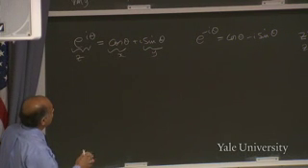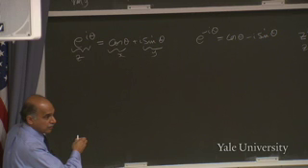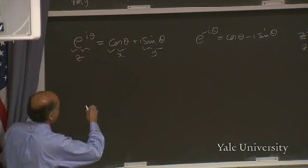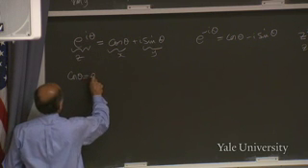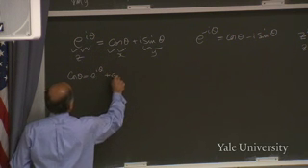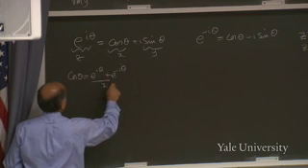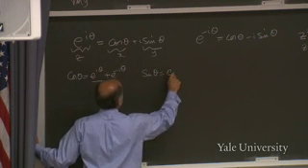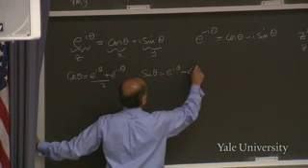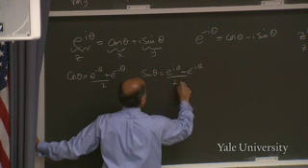Now you should be able to invert this formula. To invert the formula, you add the two and divide by 2, then you will find cosine theta is e to the i theta plus e to the minus i theta over 2. If you subtract and divide by 2i, you will find sine theta is e to the i theta minus e to the minus i theta over 2i.